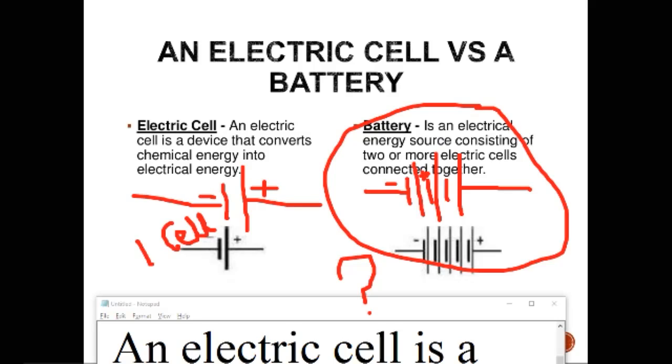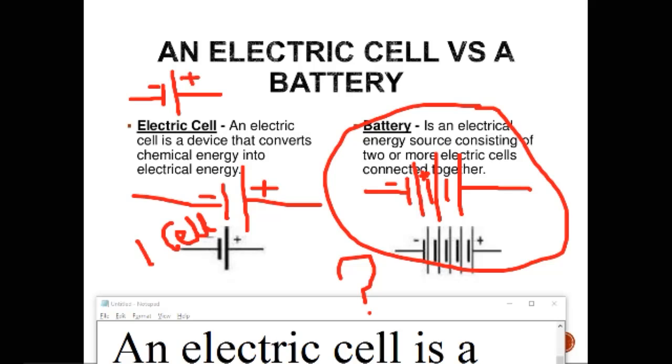Okay, sir. So Vaishnavi, this is the small one and this one, this is the one cell. Clear? This is negative and the small one, the bigger one is the positive. So if I am just combining these cells, it becomes a battery. Clear?